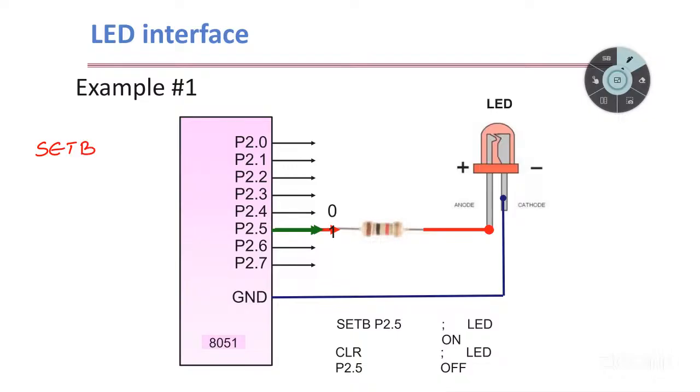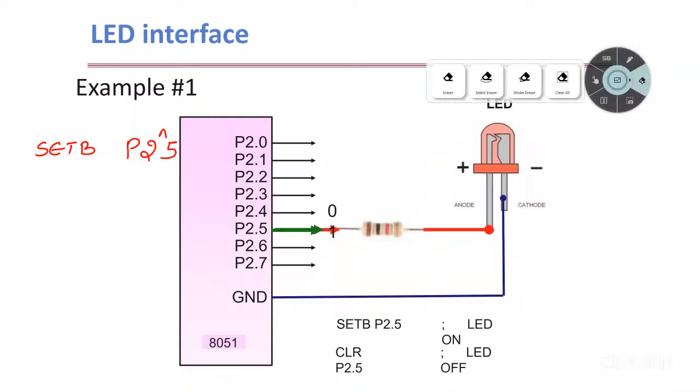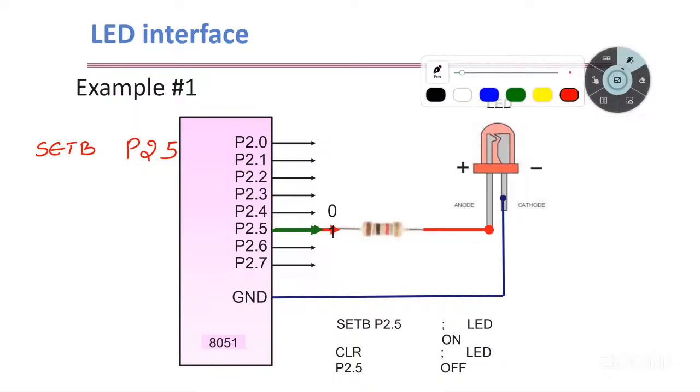Set B. This is the one instruction to set, or to apply the 1 to, any pin or any register. So here, which pin are we using? We are not using the programming pin, so then you can use it simply, no issue. P2.5: SETB P2.5. Now you can run the application.